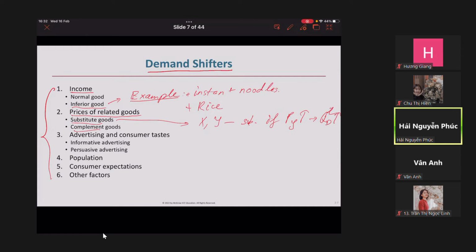Give me some example, please, of substitute goods.